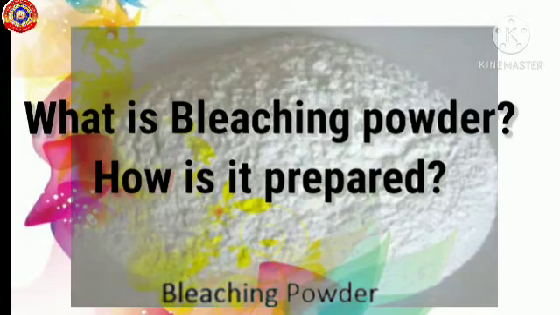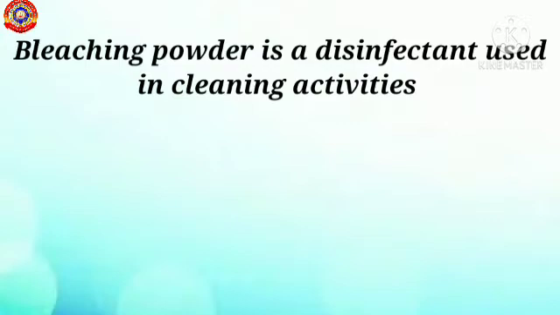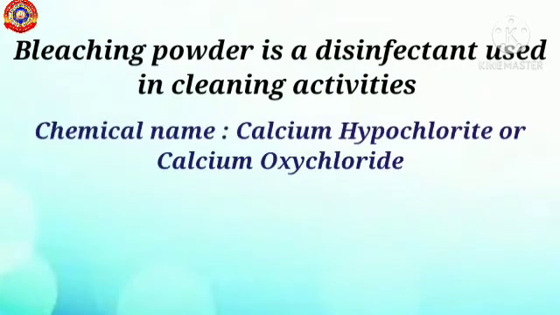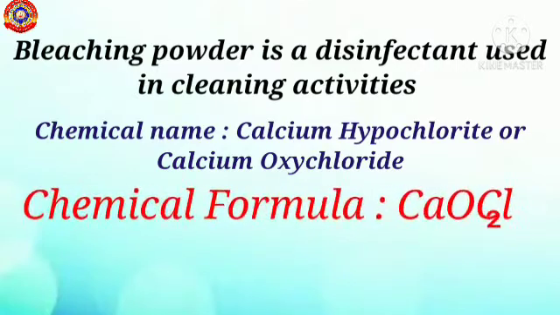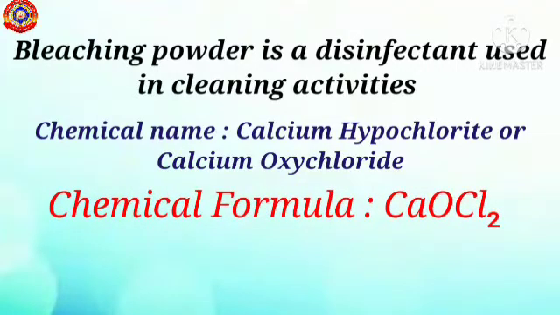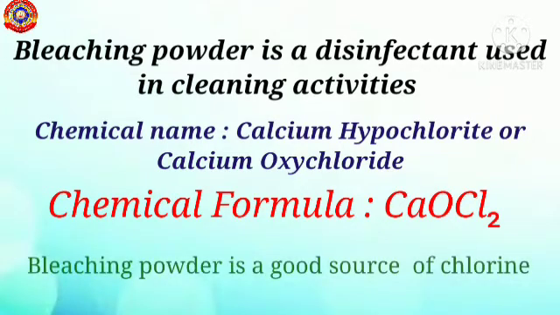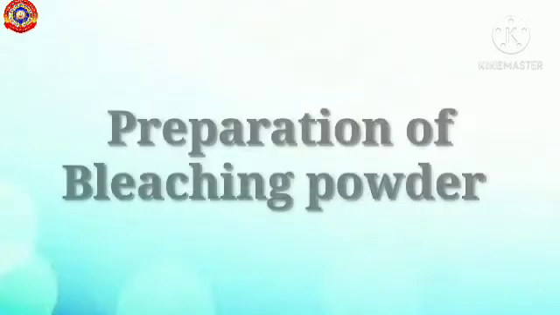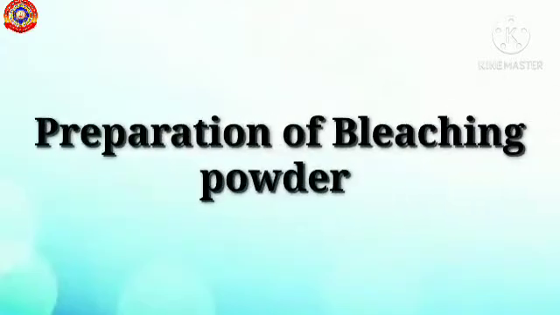Let us know. Bleaching powder is a disinfectant used in cleaning activities. The chemical name of bleaching powder is calcium hypochlorite or oxychloride. The chemical formula of this compound is CaOCl2. Bleaching powder is a good source of chlorine. Let us see how this bleaching powder is prepared.